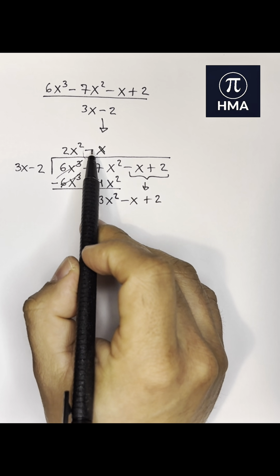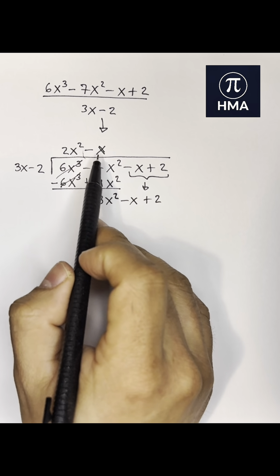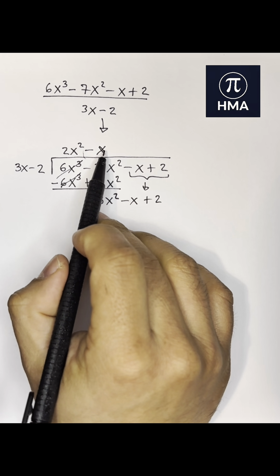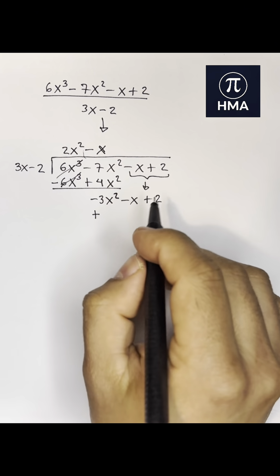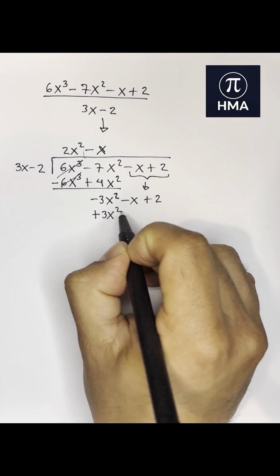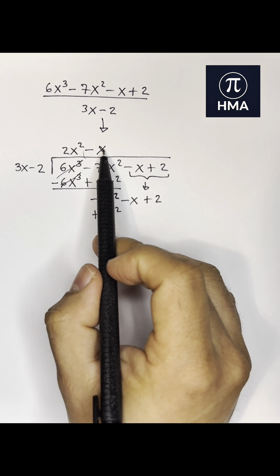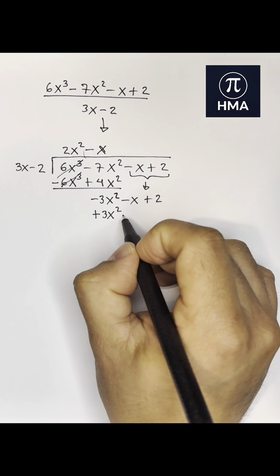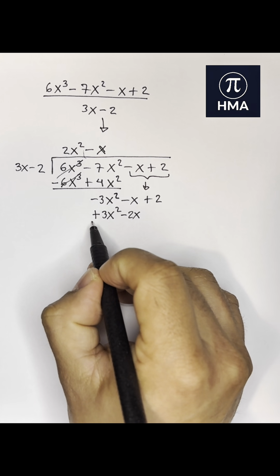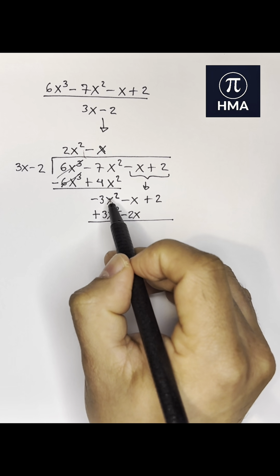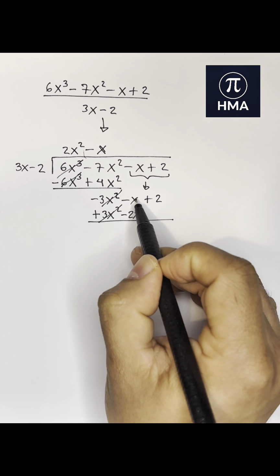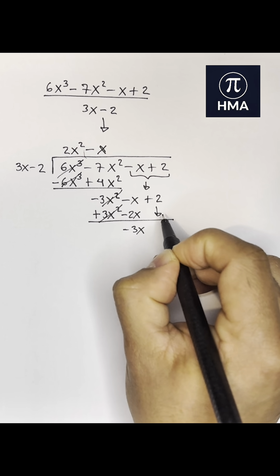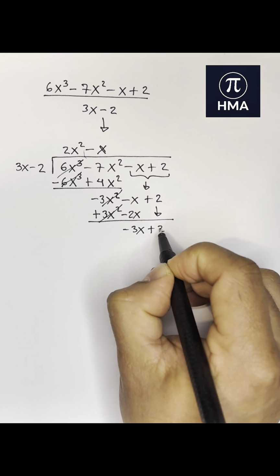So if we multiply minus by plus, this will be minus. Then we change the sign again. x by 3x, 3x squared. And the next will be minus x by 2 will result in minus 2x, so we change sign, plus 2x. And we perform the subtraction. We eliminate the first term and we result here minus x minus 2x, minus 3x. And we move down again, in this case, the plus 2.